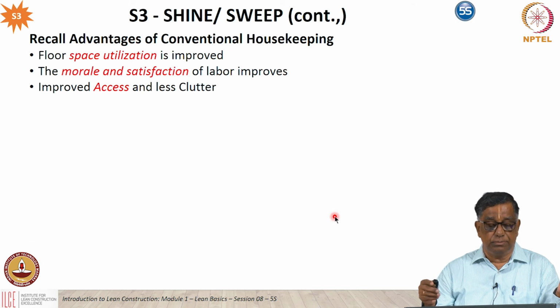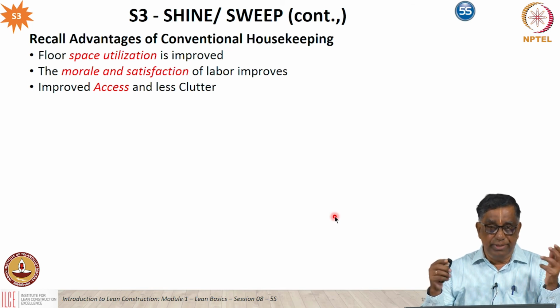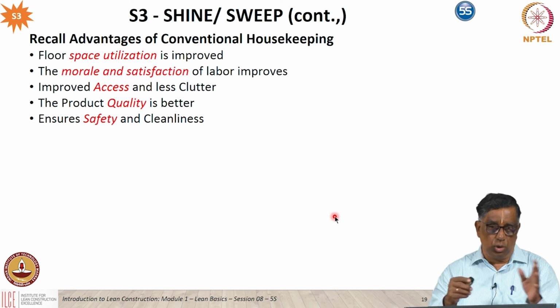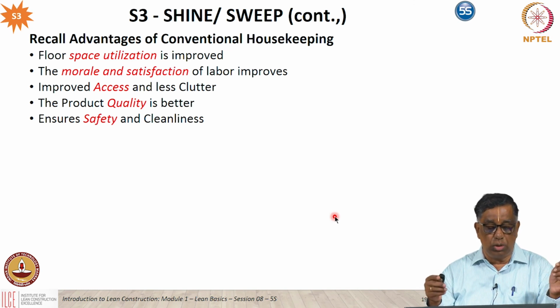It's always done. And then once you do all this, it also is tied up with what is called good housekeeping. Major companies pay a lot of attention to housekeeping. Housekeeping has a number of advantages, as you all may be knowing. You have better space utilization because things are well ordered. There are no obstacles, easy access and so on.